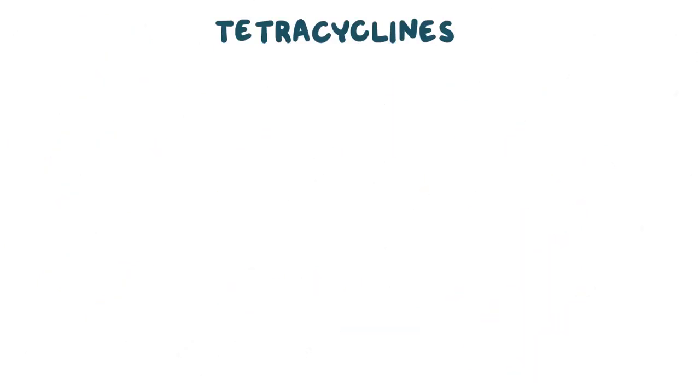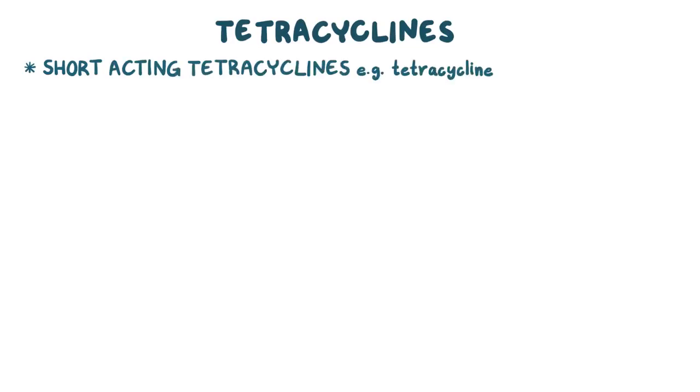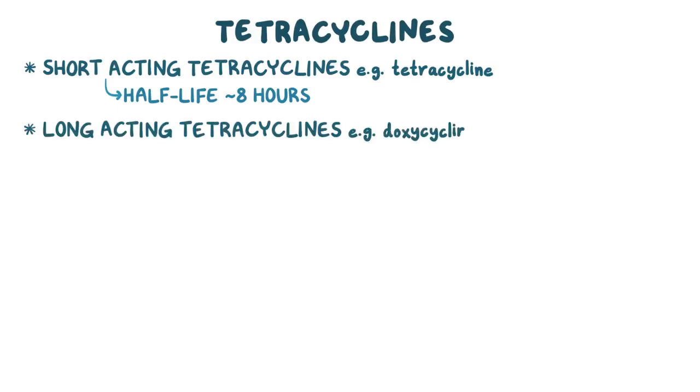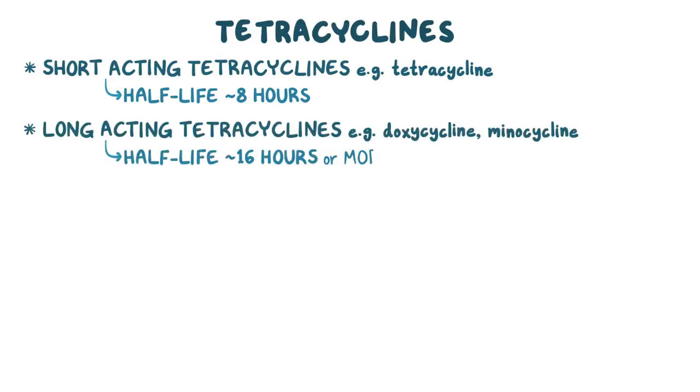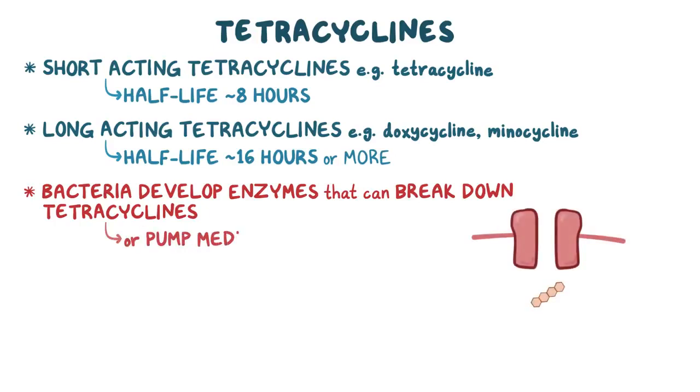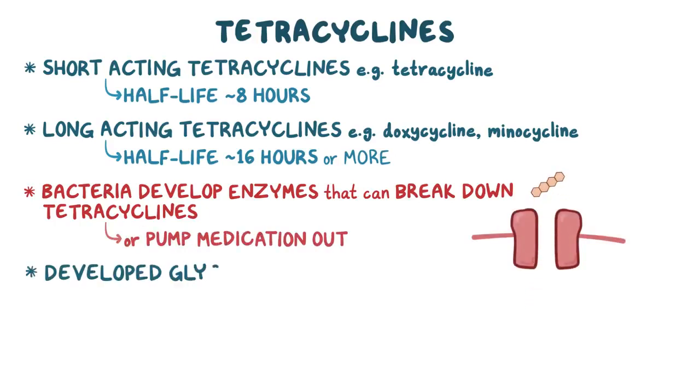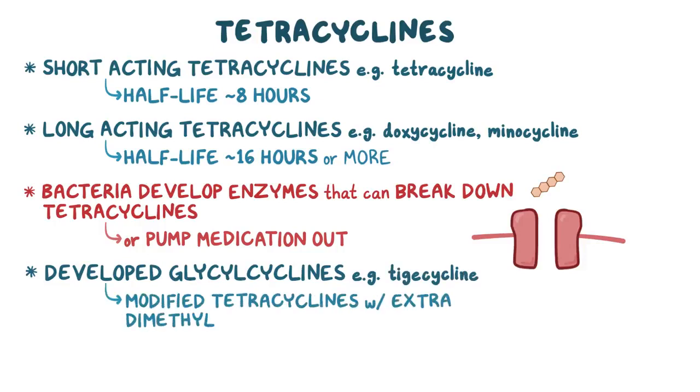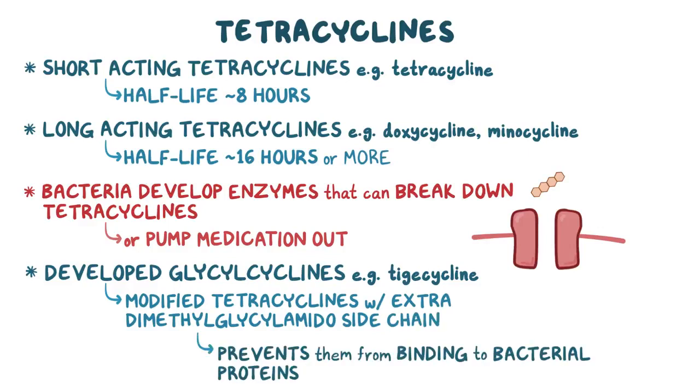Tetracyclines are divided according to their duration of action. Short-acting tetracyclines, like tetracycline itself, have a half-life of around 8 hours, and long-acting ones like doxycycline and minocycline last for 16 hours or more. Now, some bacteria developed enzymes that can break down tetracyclines, or they have proteins on their membrane that can pump the medication out. So we developed glycylcyclines like tigecycline, which are modified tetracyclines with an extra dimethylglycylamide side chain. This prevents them from binding to bacterial proteins and enzymes so they can overcome bacterial defense mechanisms.